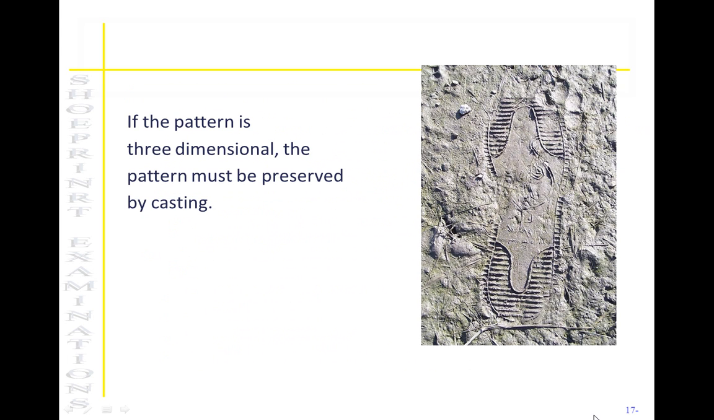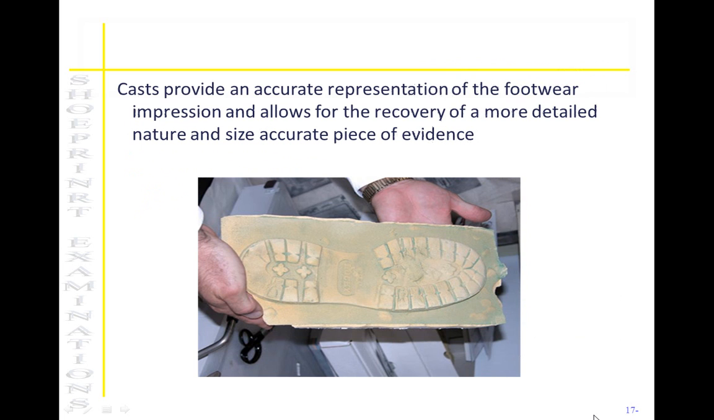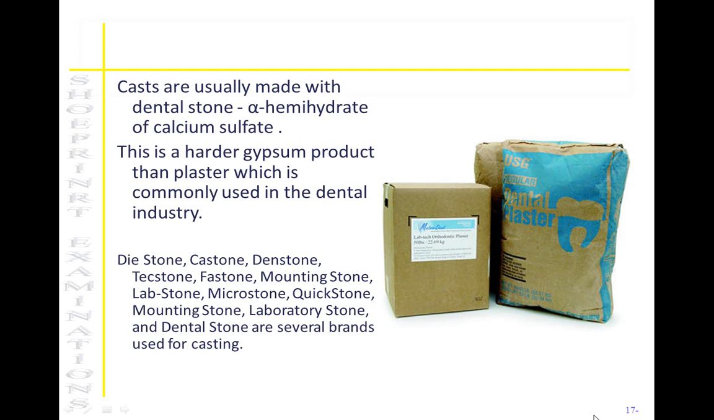However, if you are working with a three-dimensional print, then this pattern can be preserved through casting. The cast itself is going to provide a very accurate representation of that footprint. And it allows for the recovery so that you can use and see more detail to that piece of evidence. Casts are typically made with dental stone, which is a form of calcium sulfate. There are several different brands of dental stone.